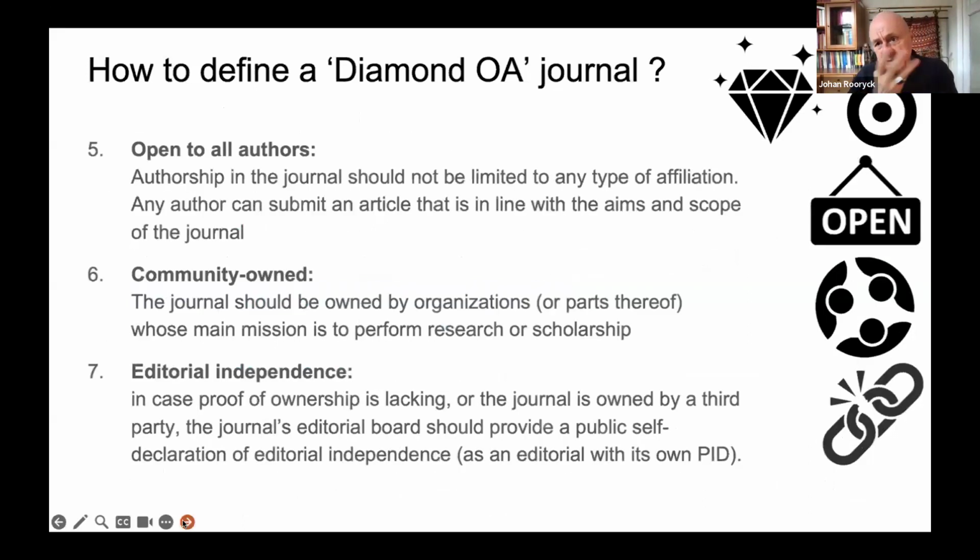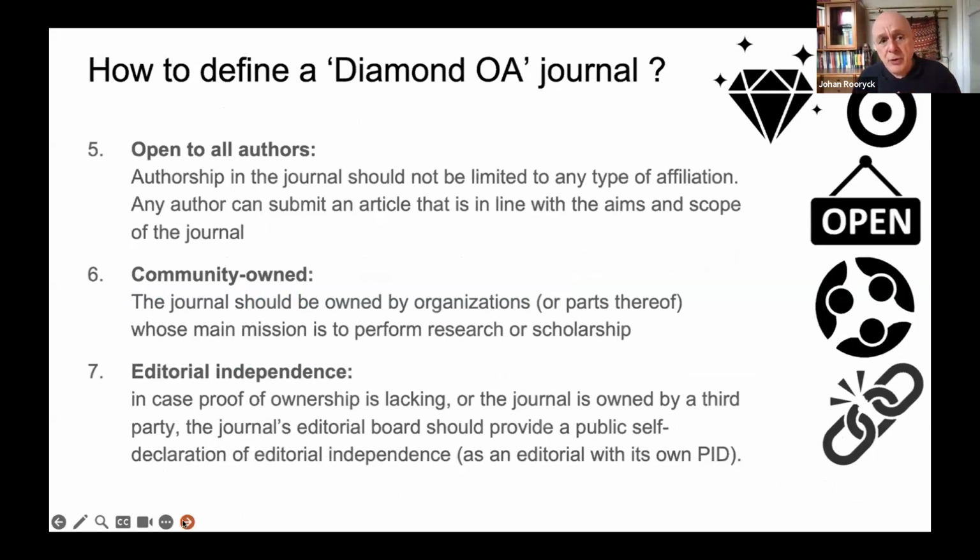Open to all authors. This is the next condition. Authorship in the journal should not be limited to any type of affiliation. So that is, again, that condition that I mentioned about scholarly societies. It's not just the members of a scholarly society who should be able to publish in that journal. So there is no fencing of any kind around the journal. Any author can submit. And then the last bit is community owned.